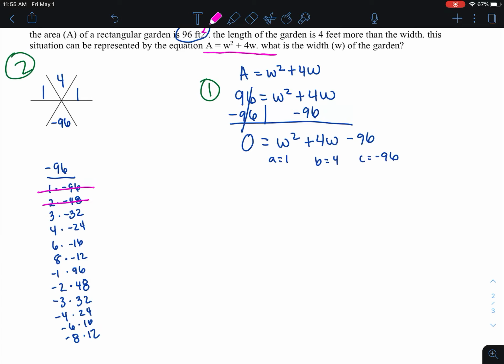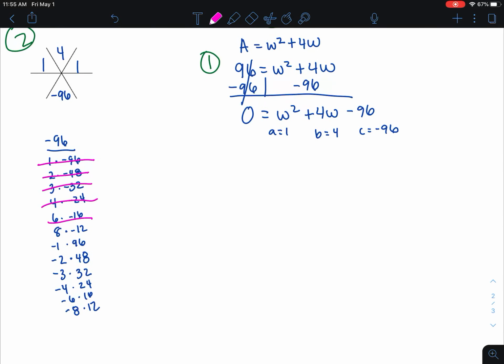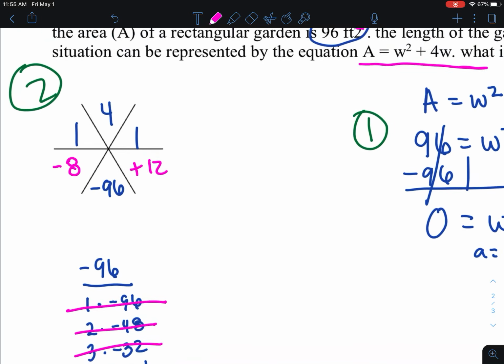Nope, that's negative 95. Nope, that's negative 46. Nope, that's negative 19. Negative 29. Nope, that's negative 20. Nope, that's negative 10. This is negative 4, but I want a positive 4, so nope. So let me check out the opposite. Negative 8 plus 12. That, I think, equals 4, so I think that's my answer choice.